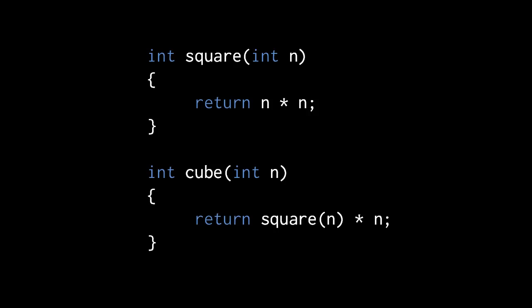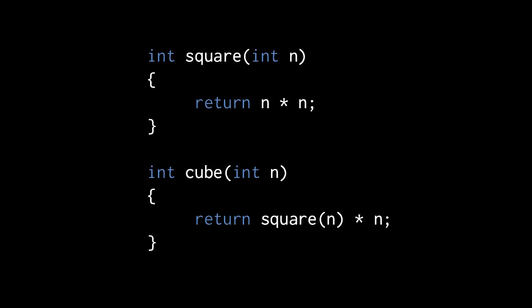Here are two simple C functions. The first function, named square, takes a single int as argument and returns an int. Its body contains one statement, a return statement returning the value of n times n. The second function, named cube, also takes a single int as argument and returns an int. Its body contains one statement, a return statement returning the value of n passed to square multiplied by n.